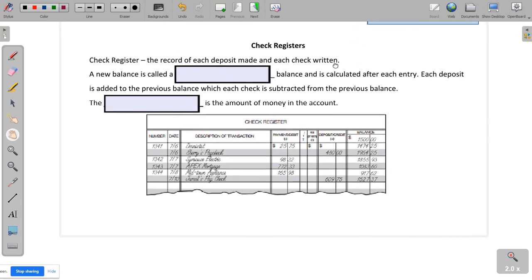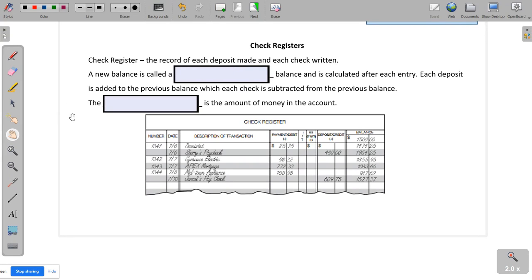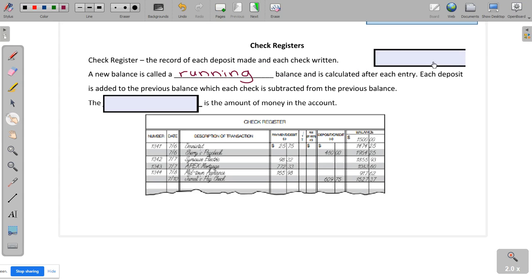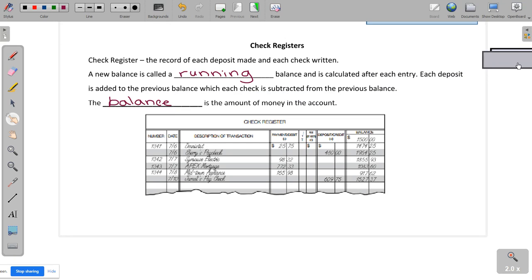Let's talk about a check register. A check register is a record of each deposit made and each check written. So a new balance is called a running balance and is calculated after each entry. Each deposit is added to the previous balance, and each check is subtracted from the previous balance. So it's a running balance because it can change at any time. The balance is the amount of money you have in your account.